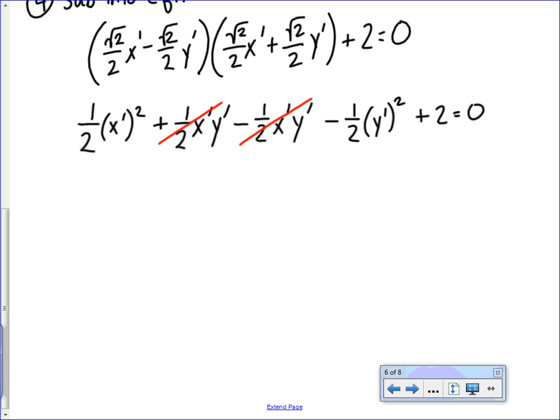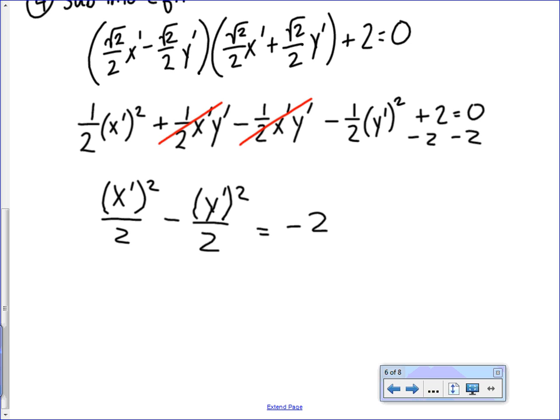So I'm going to say that this 1/2 times x prime squared, I'm going to write that as x prime squared over 2, if you're okay with that. Isn't that the same thing? And then I have minus y prime squared over 2. And to get it closer to standard form, this plus 2 I'm going to move to the other side. So subtract 2 from both sides, so I get a negative 2 over there. And I'm starting to see what is looking more like a standard form of a conic section.